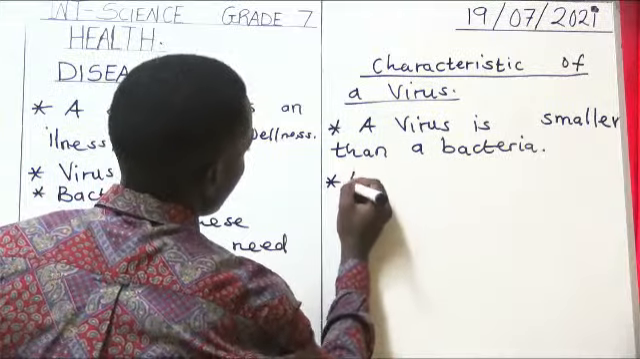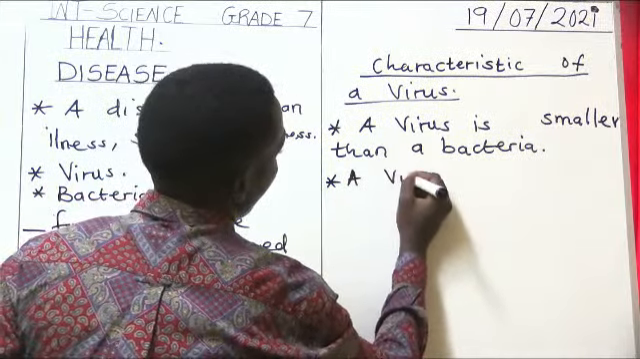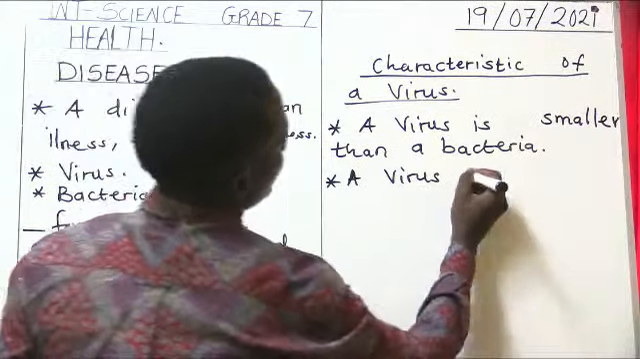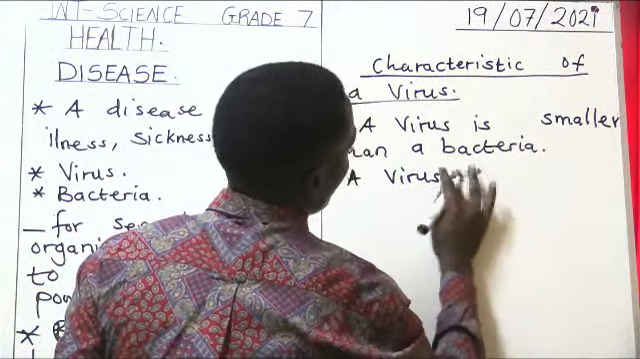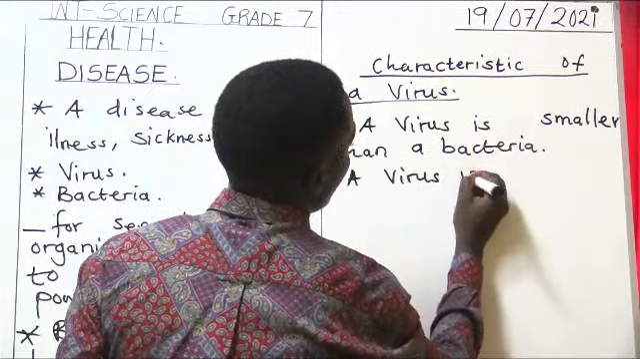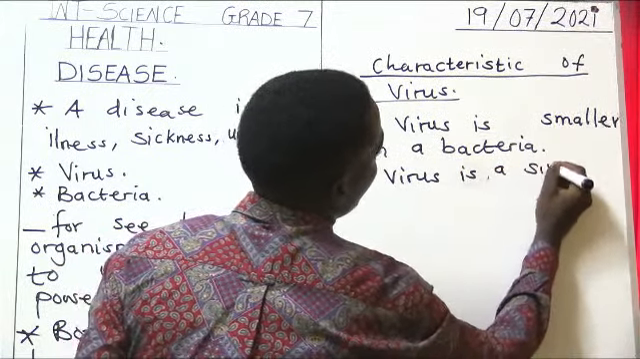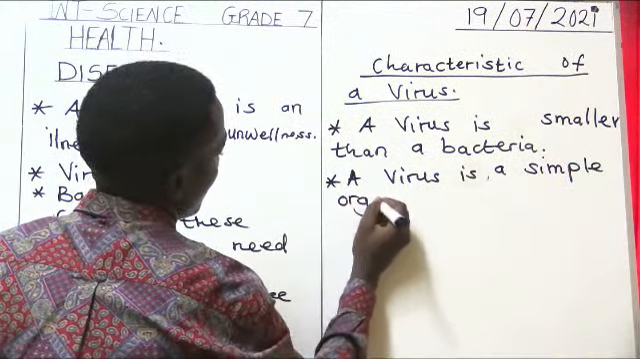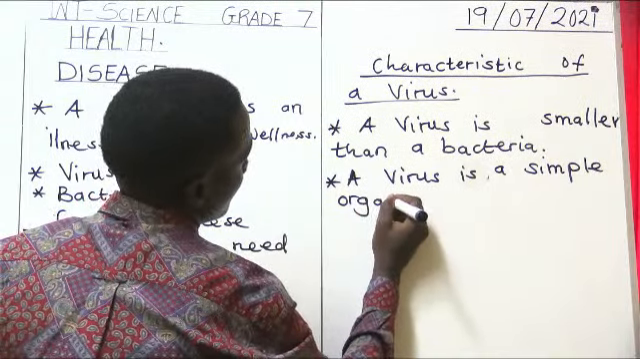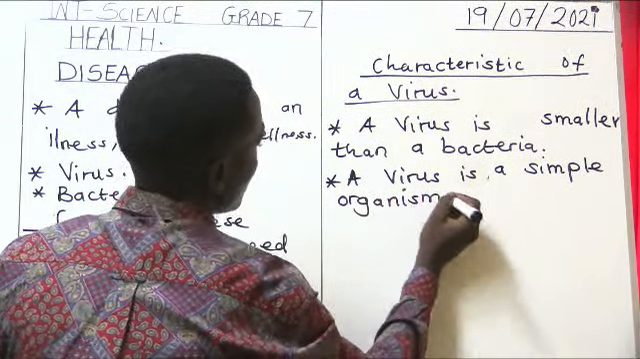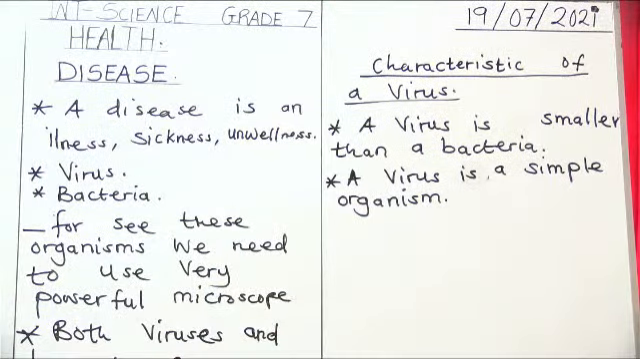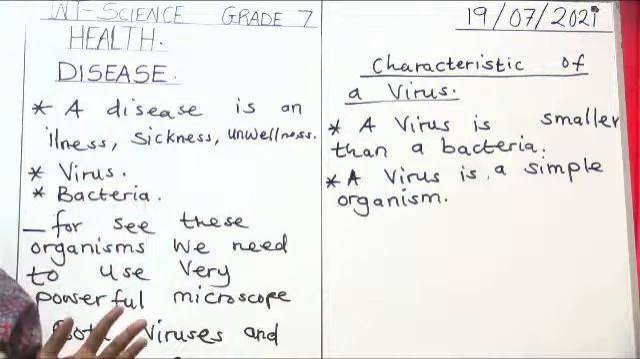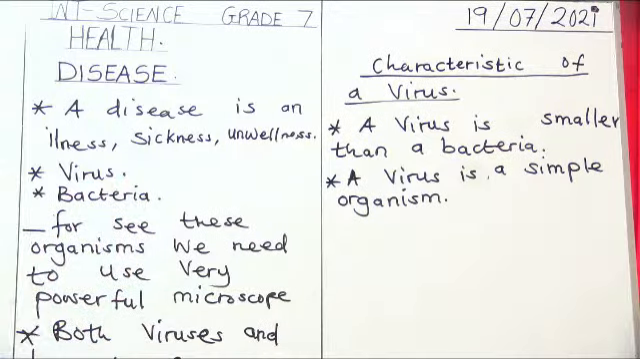A virus is a simple organism. Okay, so a virus is a simple organism. So these viruses look simple but deadly. It may be smaller, but when it affects the body, the body cannot survive.